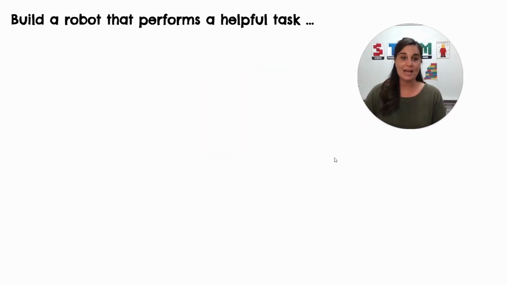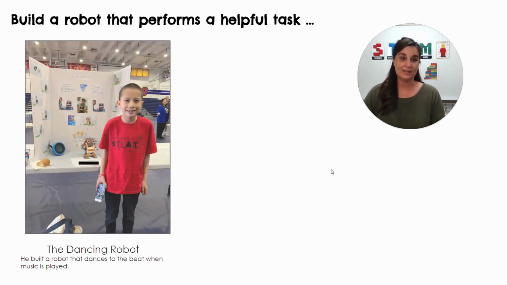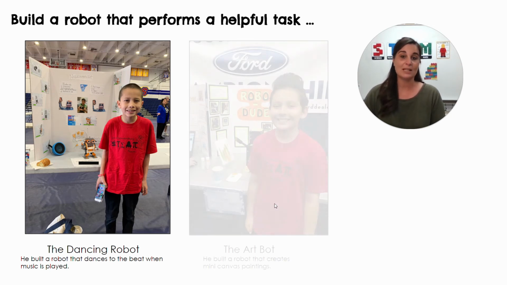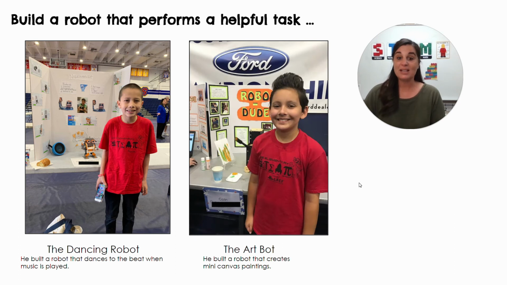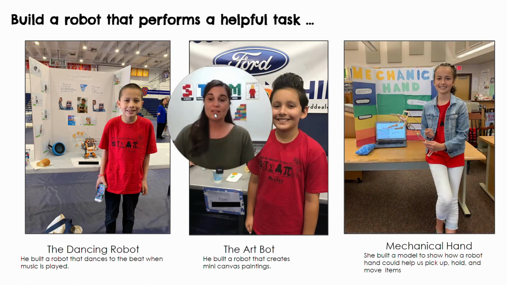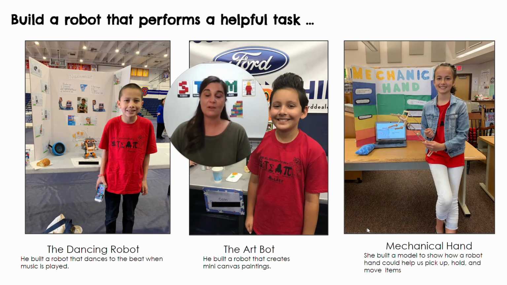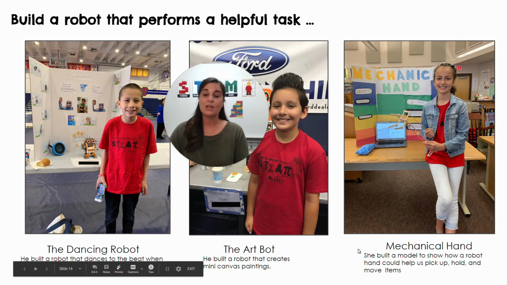The last category is to build a robot that performs a helpful task. This guy made a dancing robot. He built a robot that dances to the beat when music is played. And this guy made an art bot. He built a robot that creates mini canvas paintings. And this girl, she wanted to solve the problem of making a mechanical hand. She built a model to show how a robot hand could help us pick up, hold, and move items.